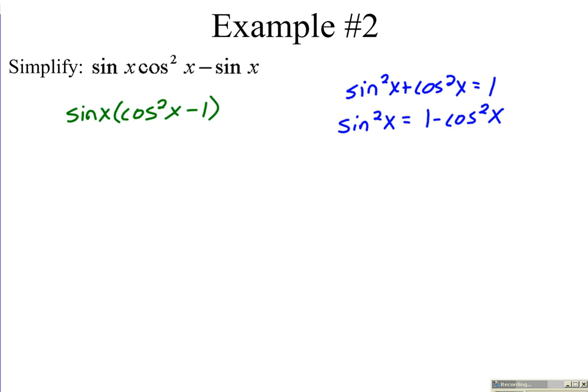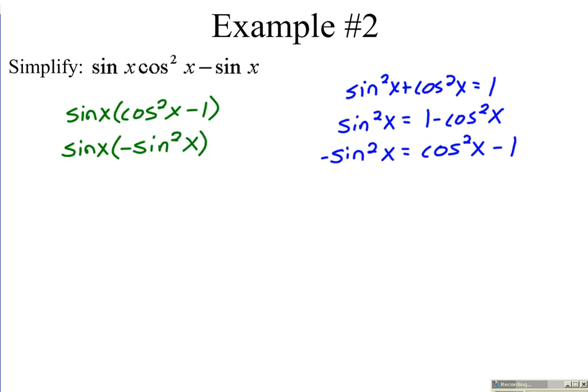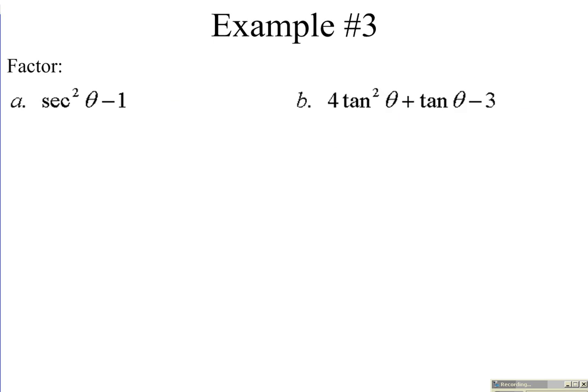We have cosine squared minus 1, which is the same as what we have on the right side here if we multiply by a factor of -1. So if I multiply both sides by -1, we end up with negative sine squared x equals cosine squared x minus 1, which now we can substitute directly into our problem over here. Cosine squared minus 1 we now know is the same as negative sine squared. Multiply those together, and we get negative sine cubed of x.